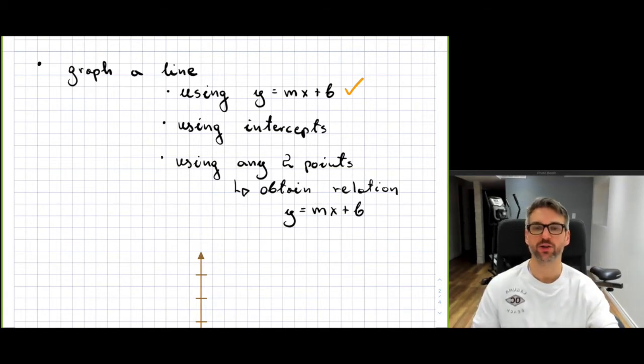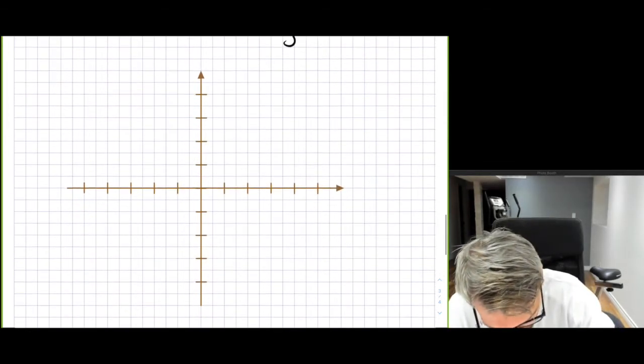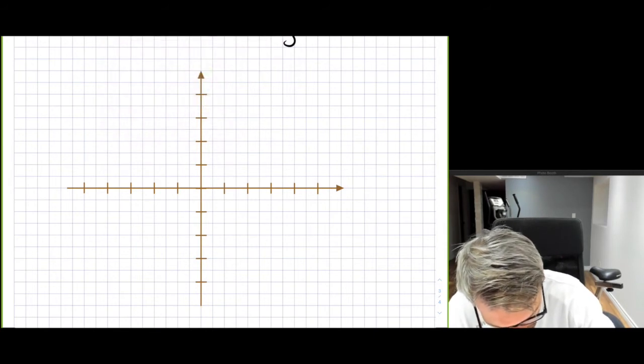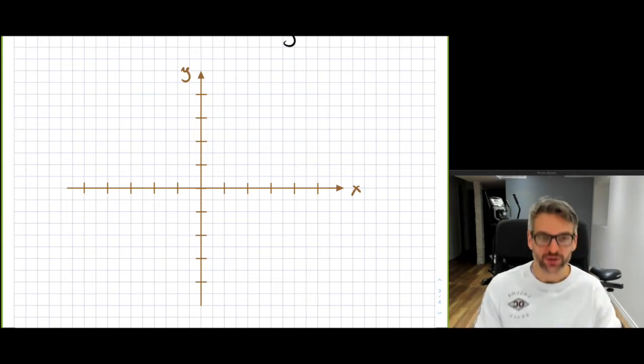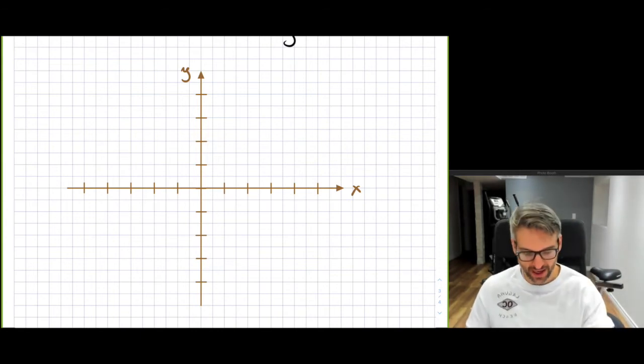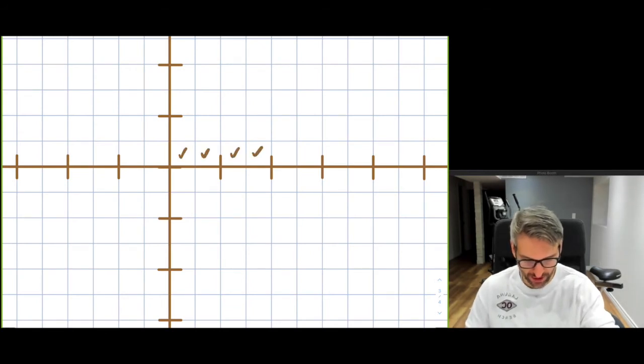So let's take a look at how we would handle those situations. Here we have our nice graph. I'm going to label this: this is my y-axis, this is my x-axis. You can assume that one of these spaces is equivalent to 1. So this would be 1, 2, 3, 4, and so on.